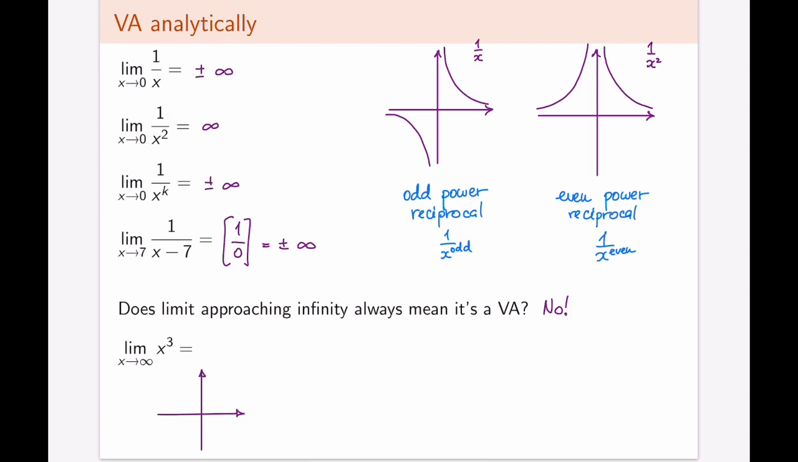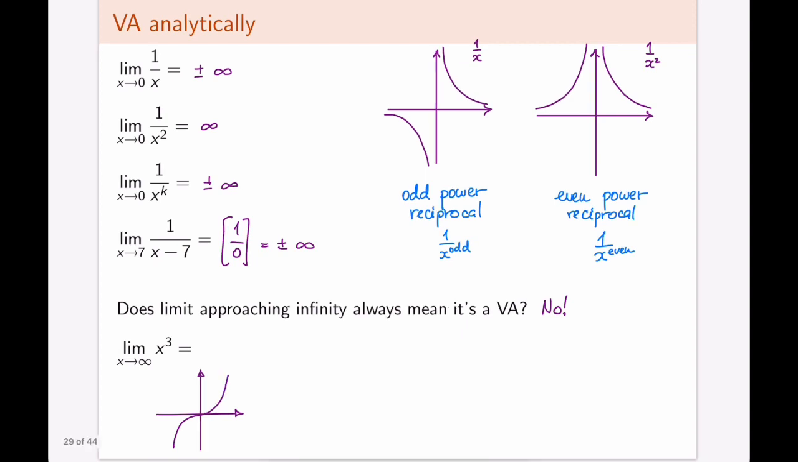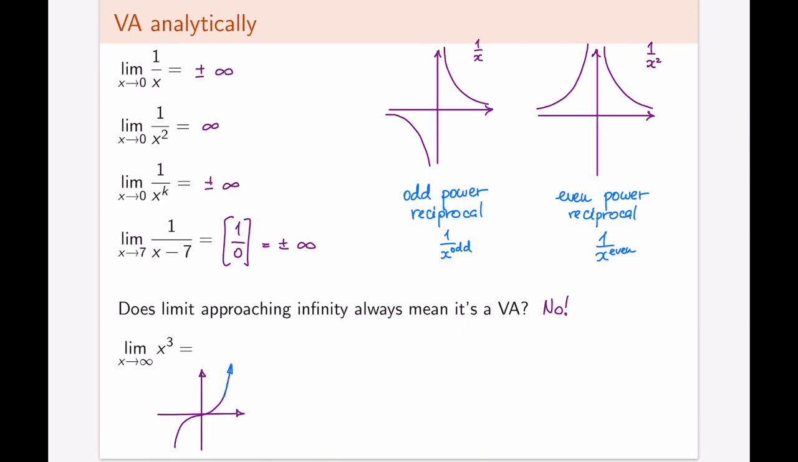I have that the x cubed graph is my sneaky little shape here. And of course, as x tends towards infinity, I will be following the function and getting larger and larger values here. I can see that with larger values of x, I will be getting larger values of y. So this limit is of course equal to infinity. However, I can clearly see that this graph of x cubed does not have a vertical asymptote. It is missing that asymptotic behavior of approaching something very, very closely.